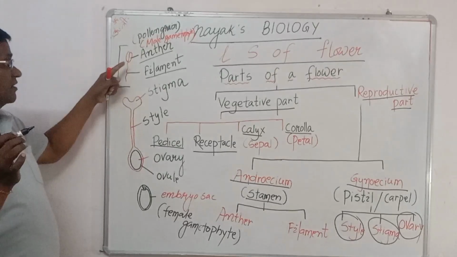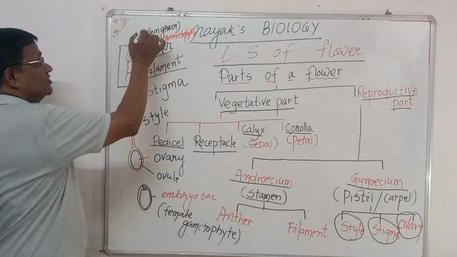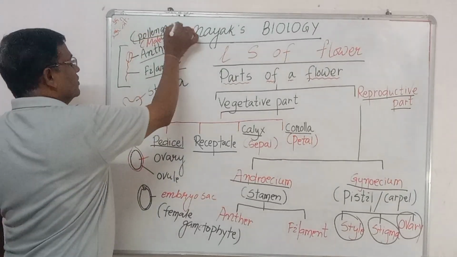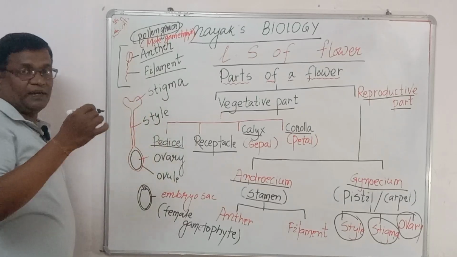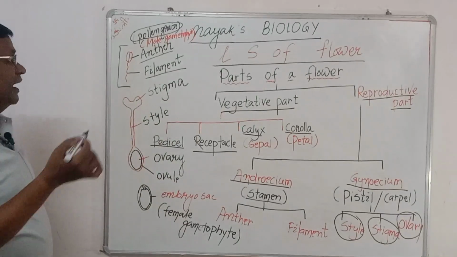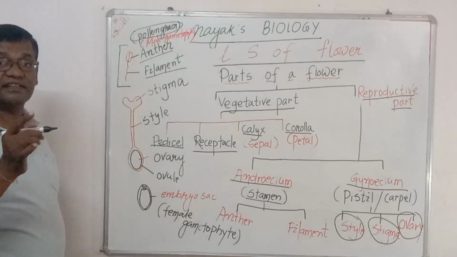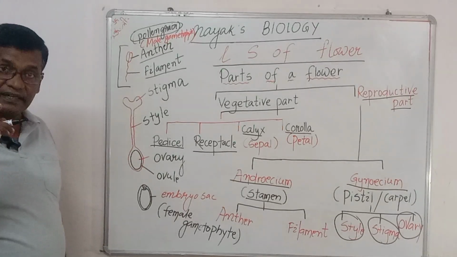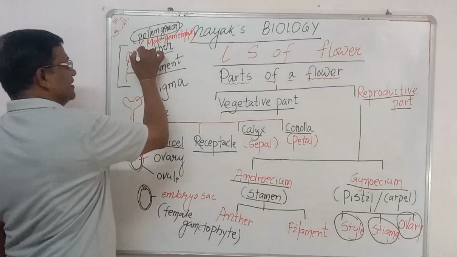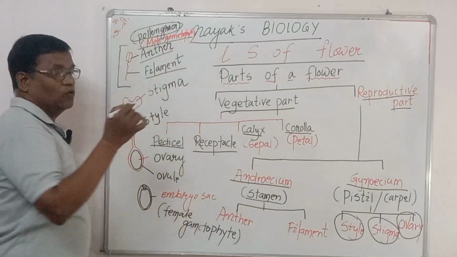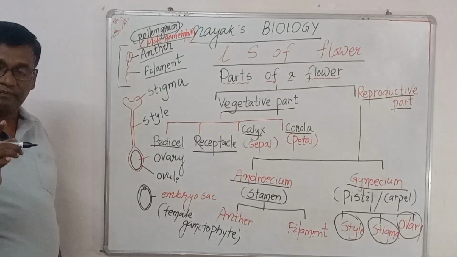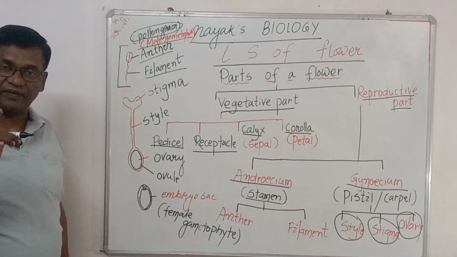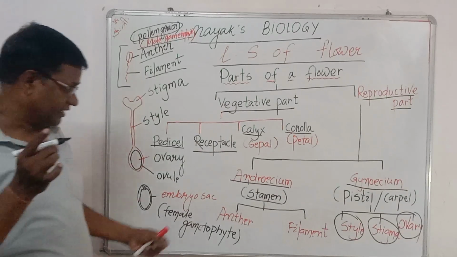Now, what does the anther consist of? The anther consists of pollen grains, and these pollen grains help in pollination. By pollination these pollen grains will move, and they contain the male gamete. That is why they are called the male gametophyte, because they contain the male gamete. Let me make it very clear once again.